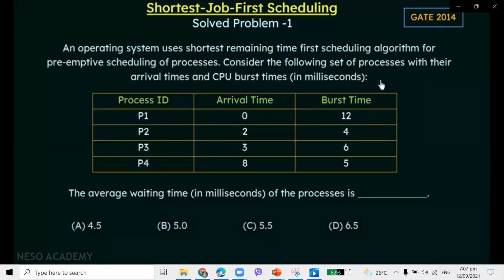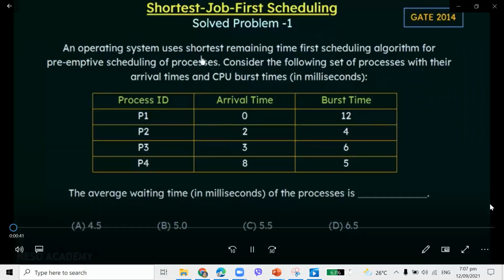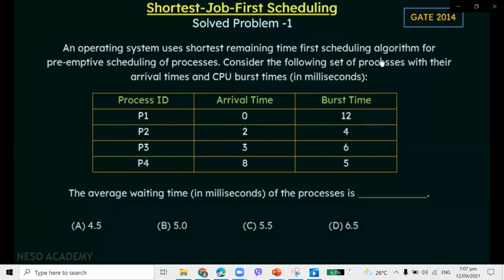So what the question says is that an operating system uses the shortest remaining time first scheduling algorithm. We have already seen in the previous lecture that shortest remaining time first scheduling algorithm is another name for shortest job first scheduling algorithm, and it is using a preemptive type of scheduling for the processes. The arrival times and burst times are given in milliseconds as shown in this table. So we have 4 processes, P1 to P4, and the arrival times and burst times are given here in milliseconds.